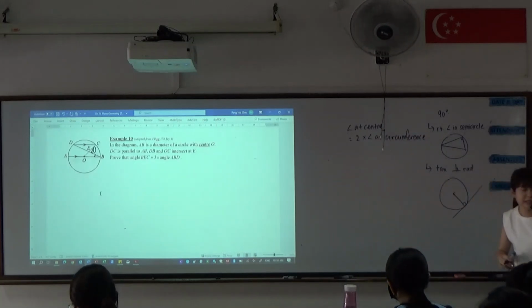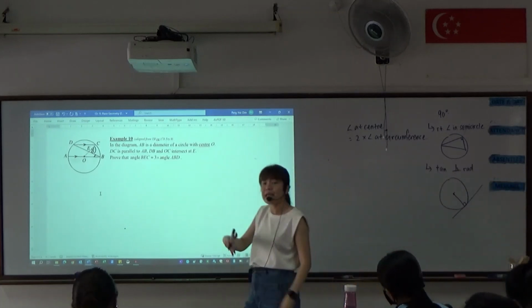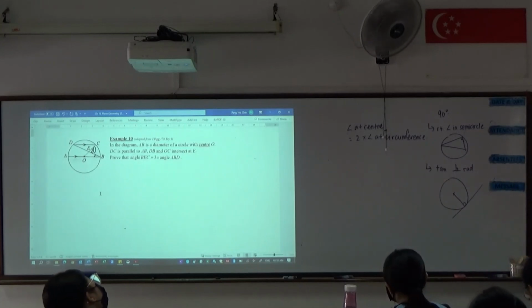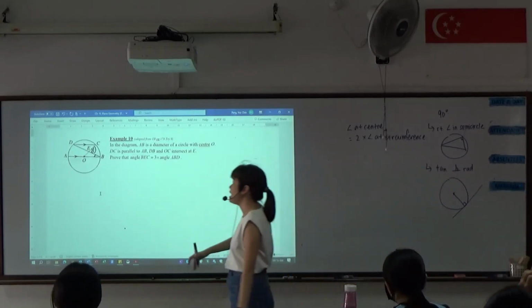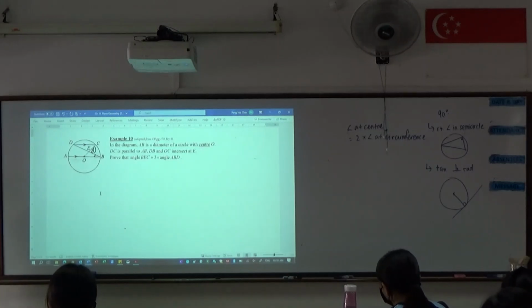So we know this property. Okay, so it helps us to multiply a certain angle. So maybe this property won't be helpful. Furthermore, we are given the center. Okay, so we can identify an angle at the center and angle at circumference.